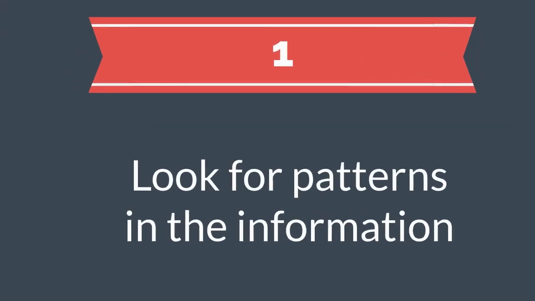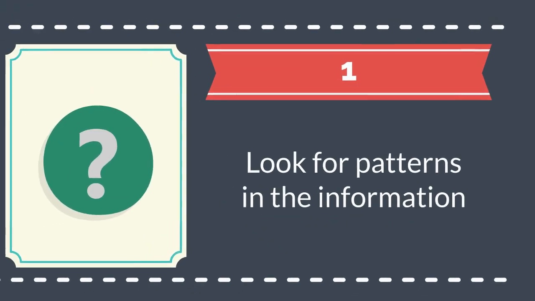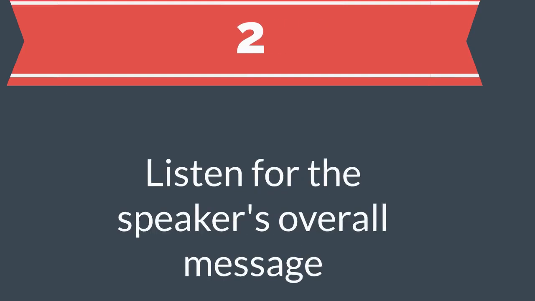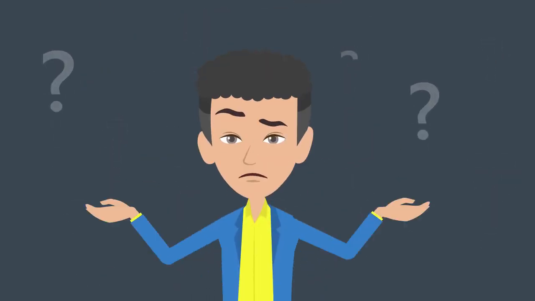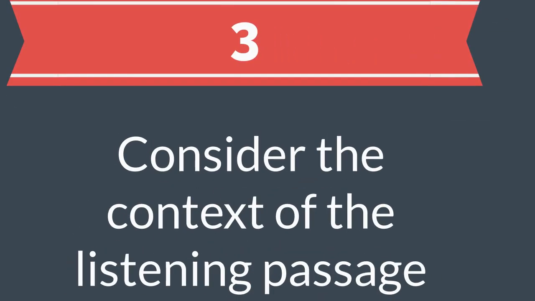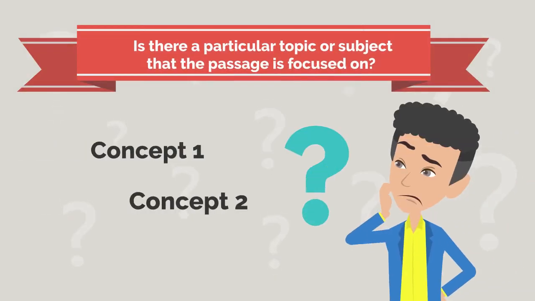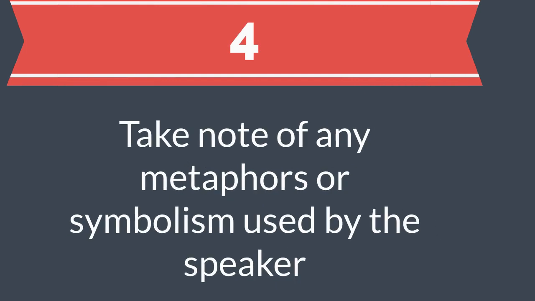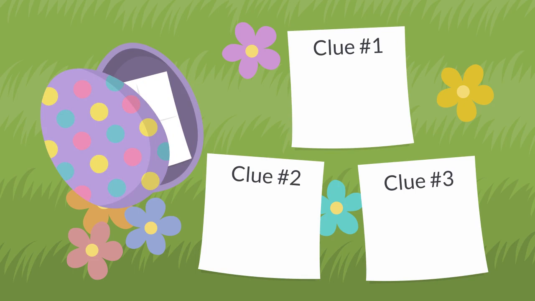1. Look for patterns in the information. Are there any recurring ideas or concepts? 2. Listen for the speaker's overall message. What is the main point they are trying to convey? 3. Consider the context of the listening passage. Is there a particular topic or subject that the passage is focused on? 4. Take note of any metaphors or symbolism used by the speaker. These can often provide clues about the underlying themes.